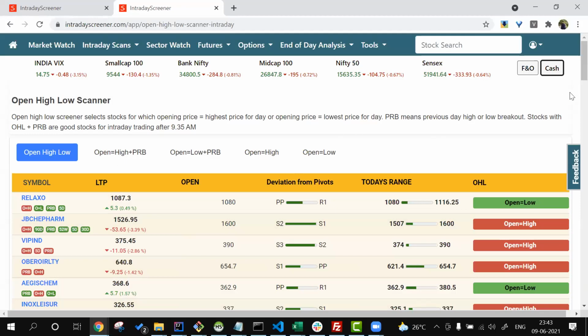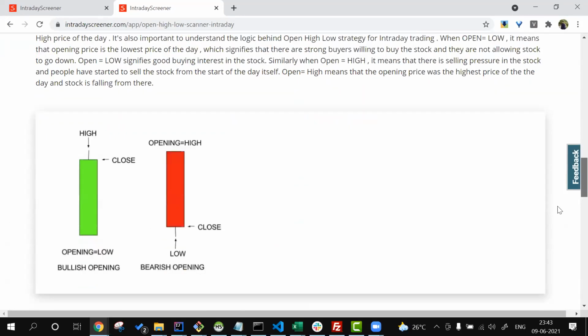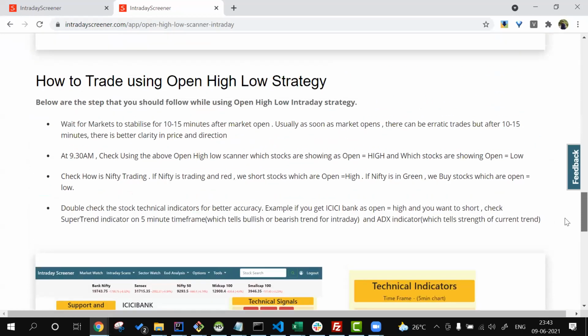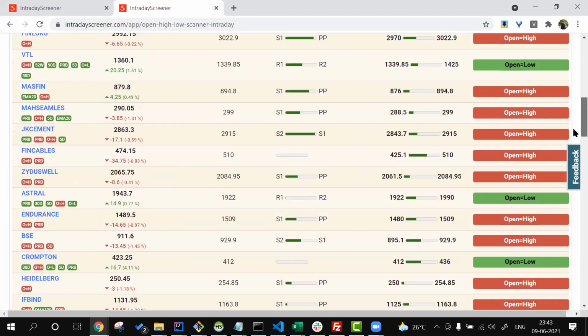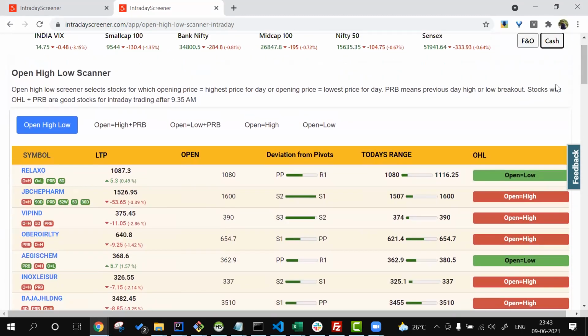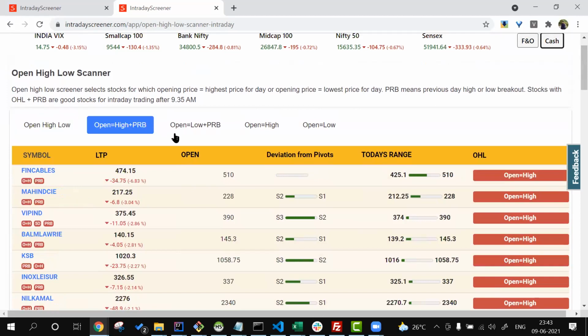The open high-low scanner is based on the open high-low trading strategy, which is mentioned below. You can read this description to learn about the open high-low scanner. You can find all the stocks with open high-low here. You can find open high stocks plus PRB, which means stocks which are open equal to high as well as have broken yesterday's low. So these are considered more bearish stocks.